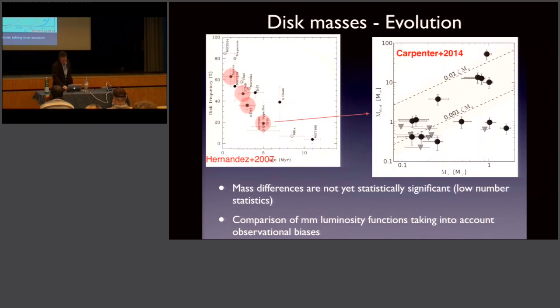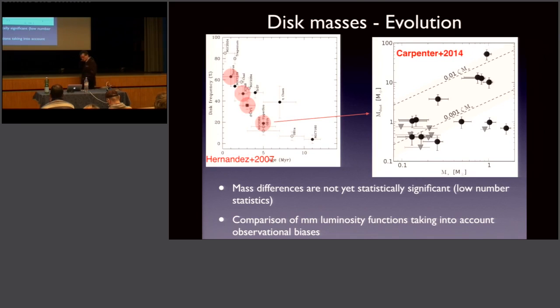Similarly, for Upper Scorpius, we now have an ALMA survey, so the sensitivity is much higher than previous observations, and more data is actually coming. But the number of detections is the one that is listed here.